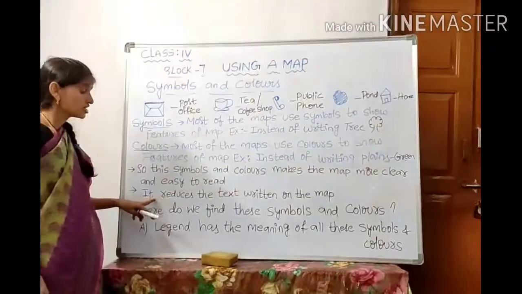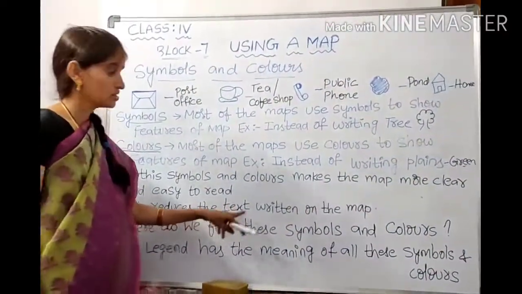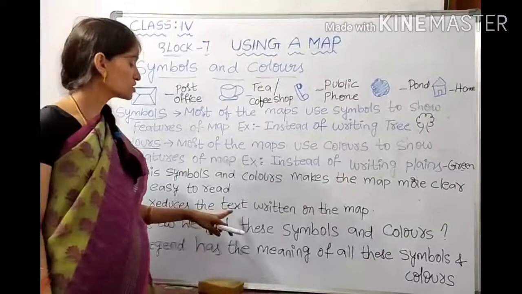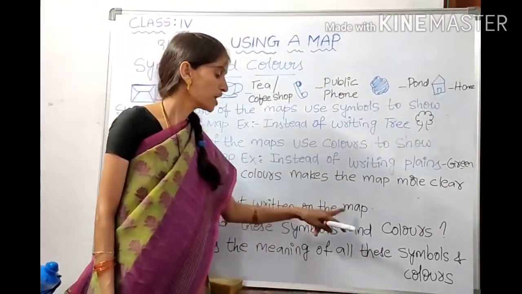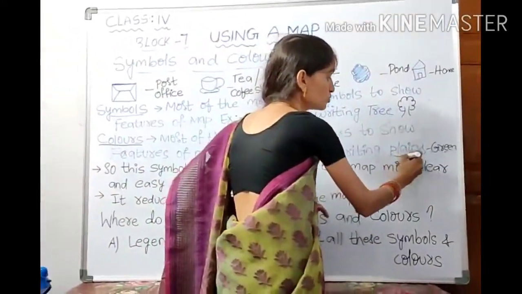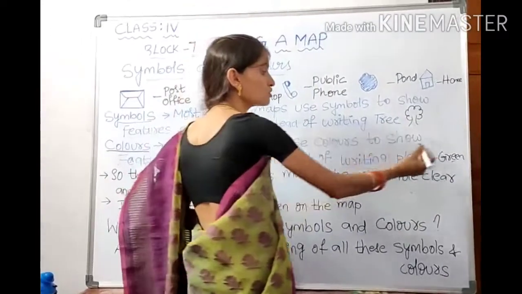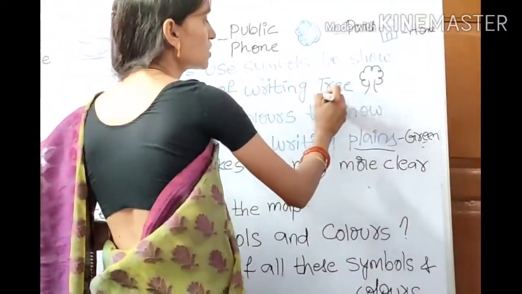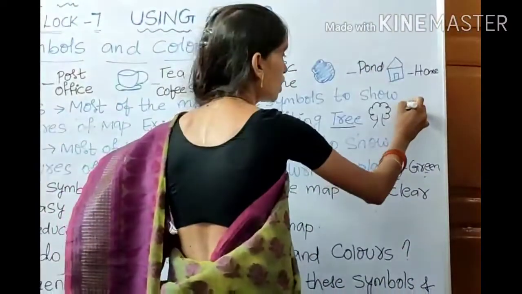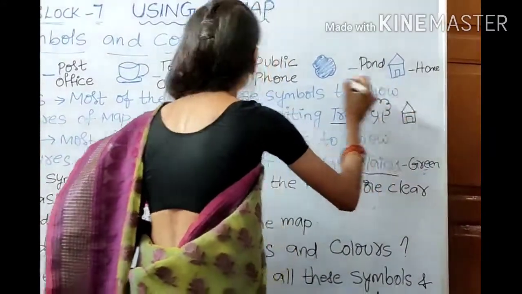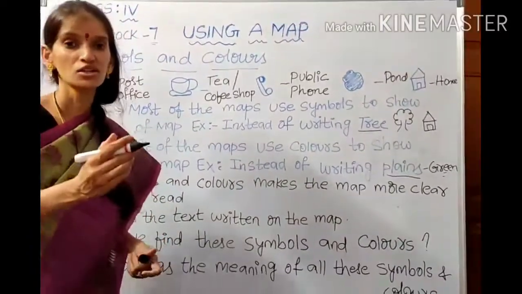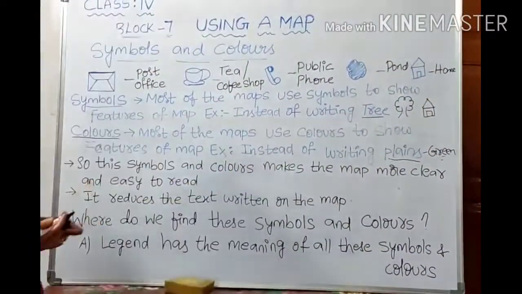And the next thing is, it reduces the text written on the map. What does it do? It reduces the text written on the map. See, instead of writing plain, what are you doing? You are showing a color. And instead of writing a tree, you are drawing a tree. And you are drawing a house. And you are drawing a cup and saucer. Like that you will use symbols instead of writing. So it reduces the text.